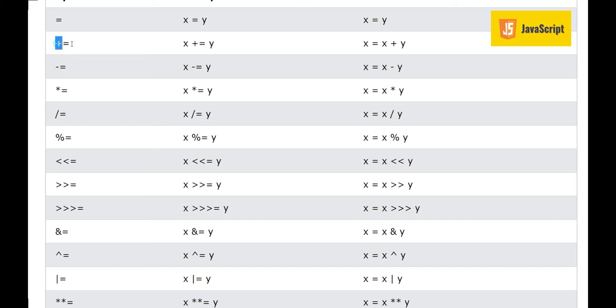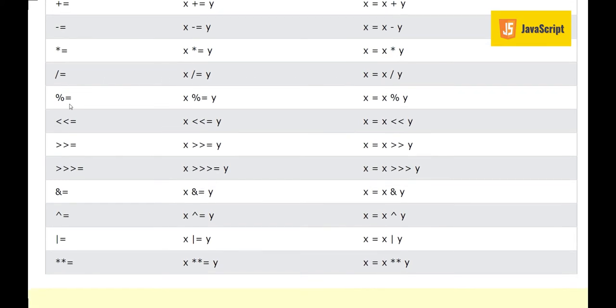See here, this is plus equal to, which means x = x + y. Minus equal to means x = x - y. So these in the middle are the shorthand. Then we have star equal to, which means x = x * y, right? Then we have the division operator. Then we have the remainder operator, right?